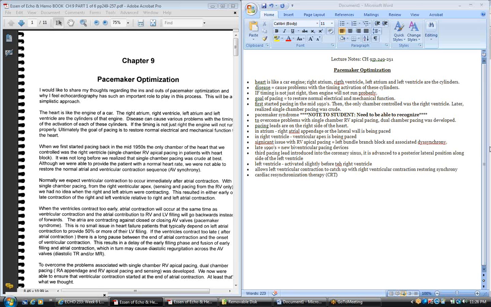We first started using pacing back in the mid-1950s, and that's something that you will see on your registry: when does pacing typically start, and it was in the mid-1950s. At that time, we only used a single pacemaking lead, and it controlled the right ventricle. By realizing that this was very, very crude, obviously they wanted to get better and better and able to control the heart.